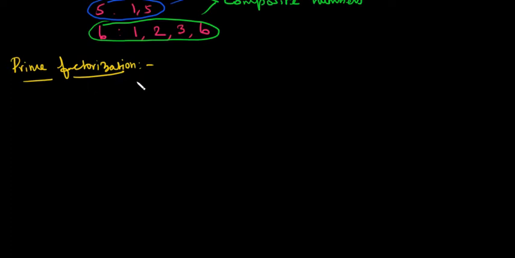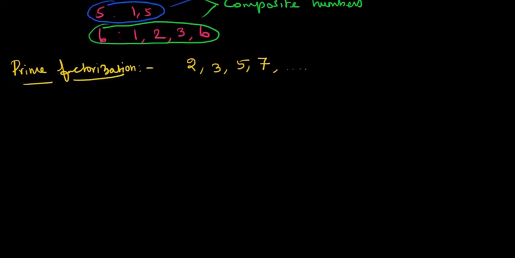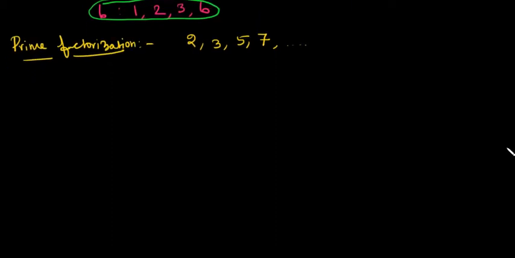We know what a prime number is. Prime numbers are circled here. So here you can see that 2 is a prime number, 3 is a prime number, 5 is a prime number, and 7 is also a prime number, and it goes on. Okay, so how can we find the prime factorization of a particular number?